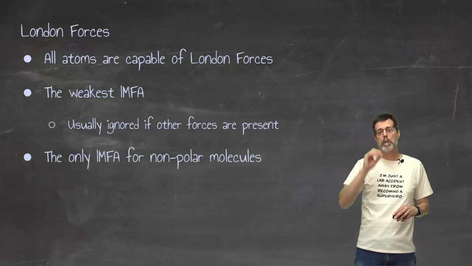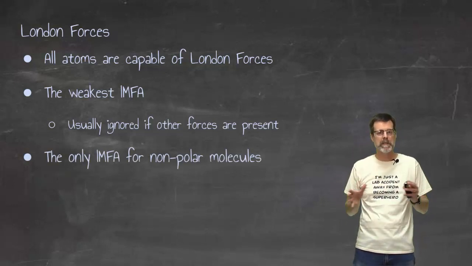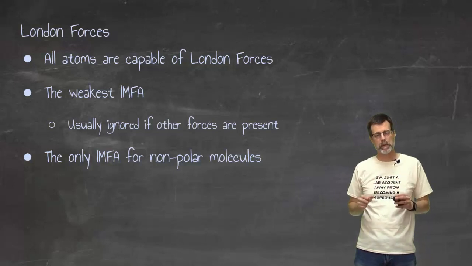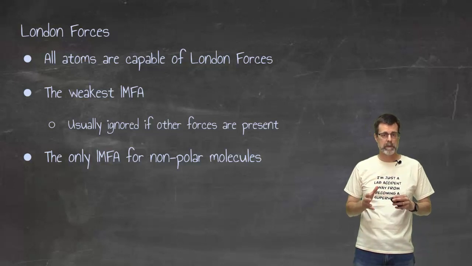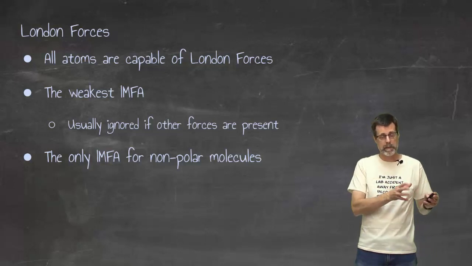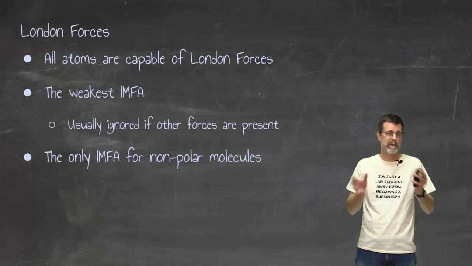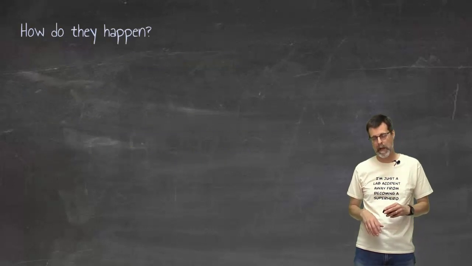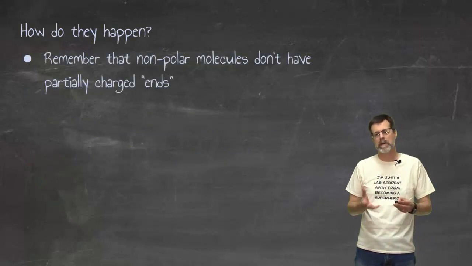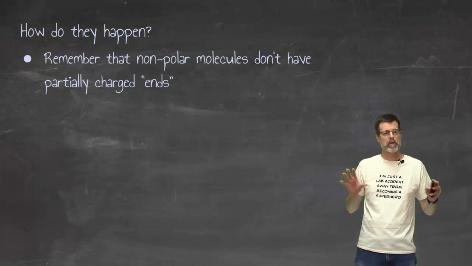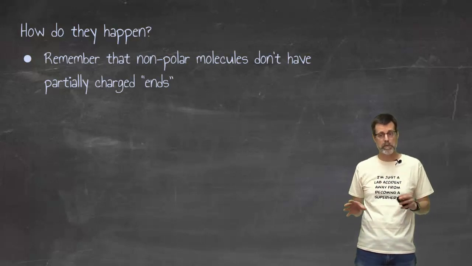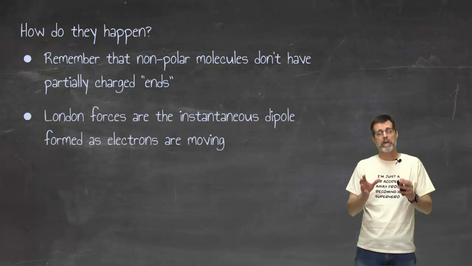If you have a nonpolar molecule, and we need to understand what a nonpolar molecule is, then it is only capable of doing London forces. So if I recognize that it's a nonpolar molecule, then I can say London forces because that's the only possibility I will have. Well, okay, how do these very, very weak forces happen? Nonpolar molecules do not have a partial positive, partial negative zone to them. So how do they happen?